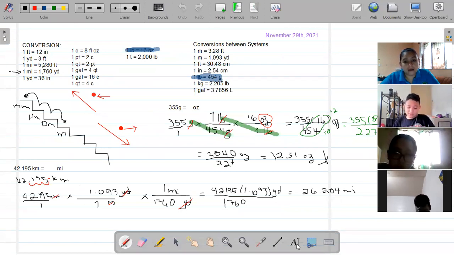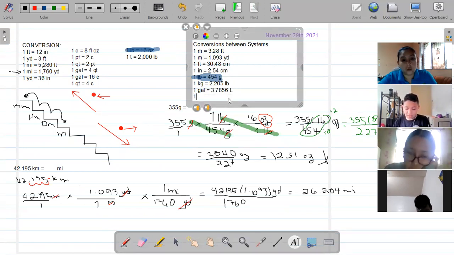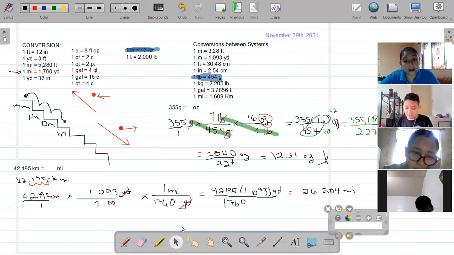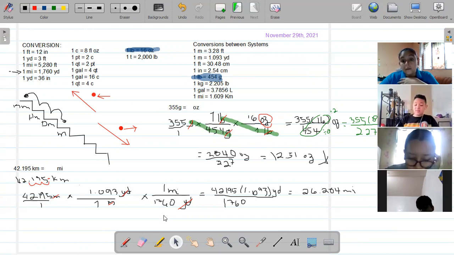So that's why we're going to add that conversion over here. Okay, I'm going to add it over here. 1 mile is equal to 1.609 kilometers. So there's an extra one. You can go ahead and use it to go strictly from one unit to the other without having to pass from kilometers to meters and then from meters to yards and from yards to miles. Okay, so you can see this is a procedure that you will most definitely be using when you get to see physics. Okay, do we have any questions so far?